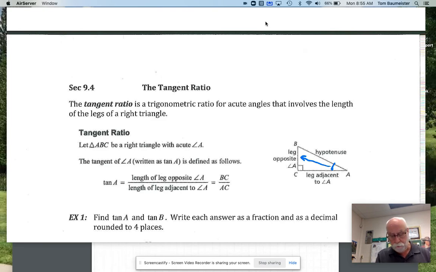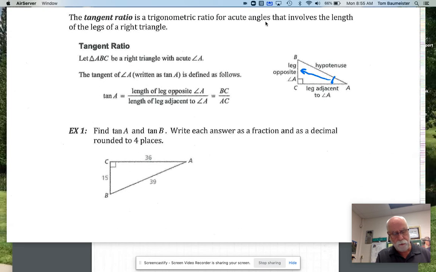Okay, so example 1, find tangent of A and tan B. So write each answer as a fraction and as a decimal to 4 places. So let's go ahead and start with A. So if we look there, we're going to say that the tangent of angle A, again, I can always draw an arrow to the opposite side. So we're going to say that is 15 over adjacent means next to.